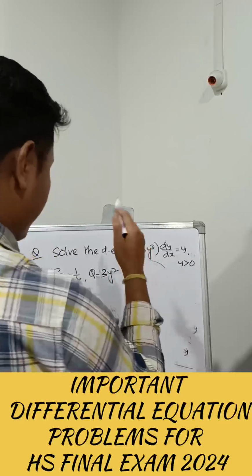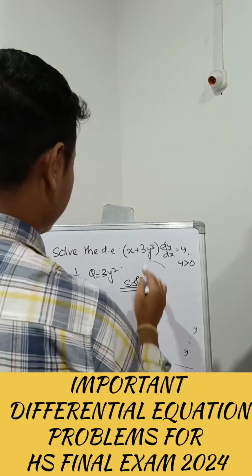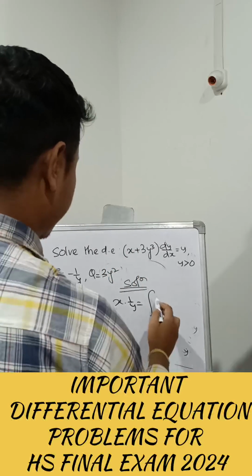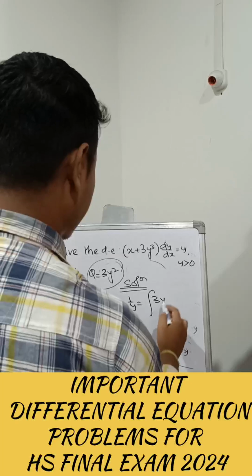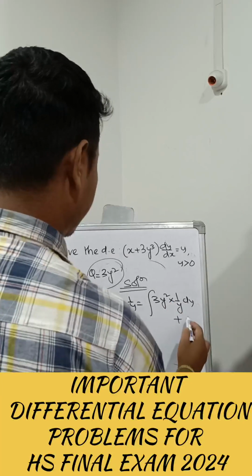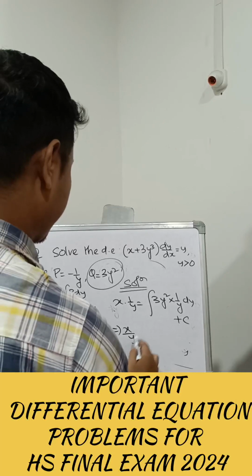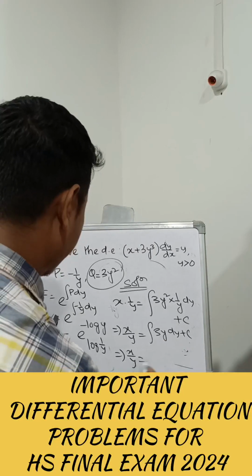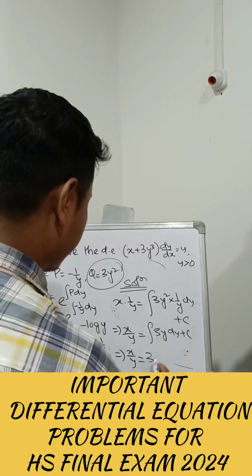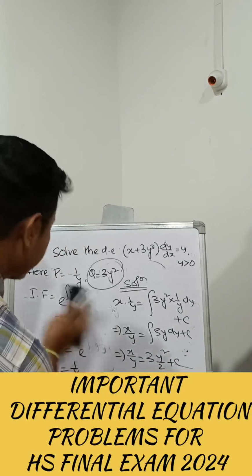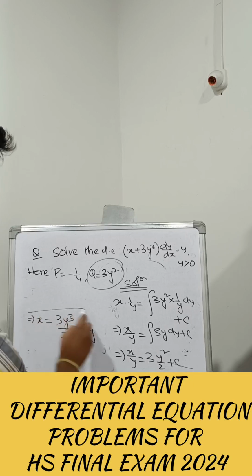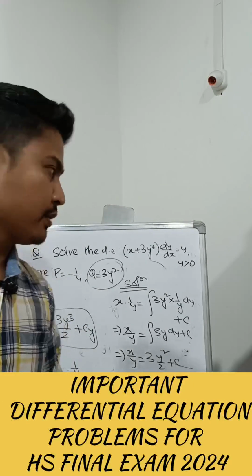Now the solution for this differential equation is x into integrating factor, which is 1 by y, equal to integration of q into integrating factor. Here q is 3y square, into integrating factor 1 by y, into dy, plus the integrating constant. So from here we have x by y equal to integration 3y into dy plus c. On integrating 3y into dy, we get 3y square divided by 2 plus c. On further simplifying, x is equal to 3y cube divided by 2 plus c into y. This is the required solution for the given differential equation. Okay, so in this way you can solve this.